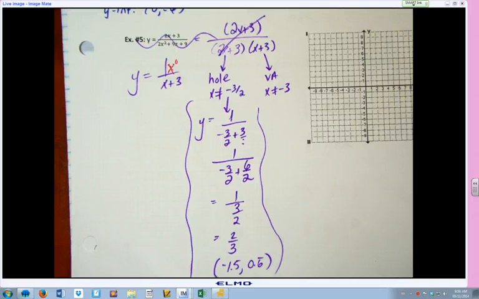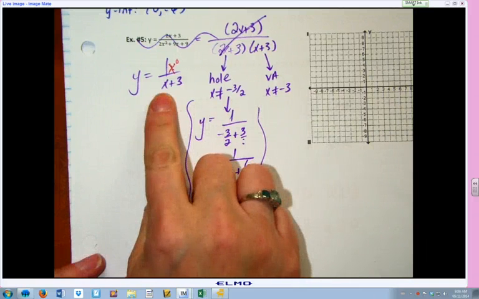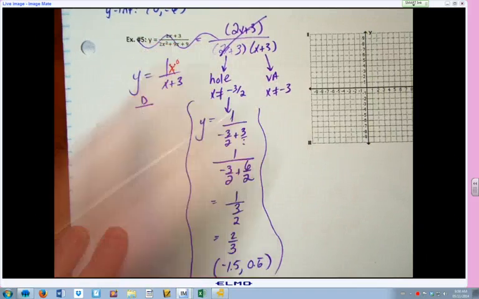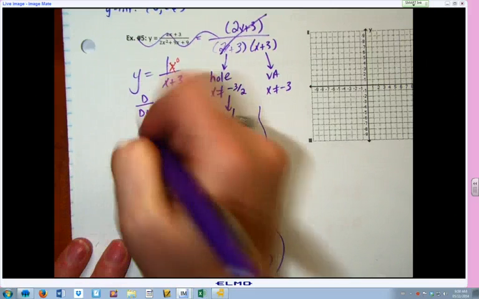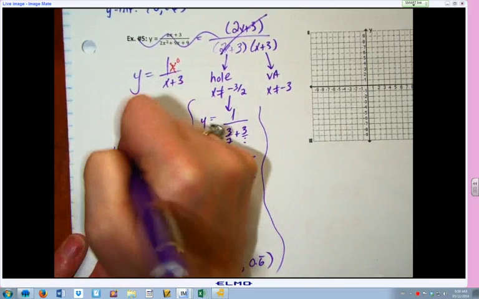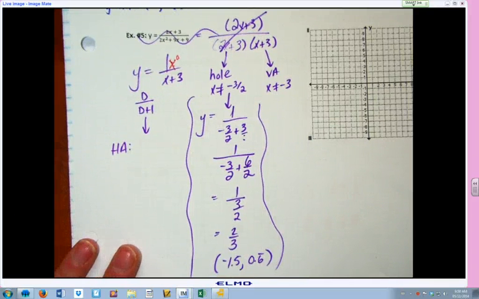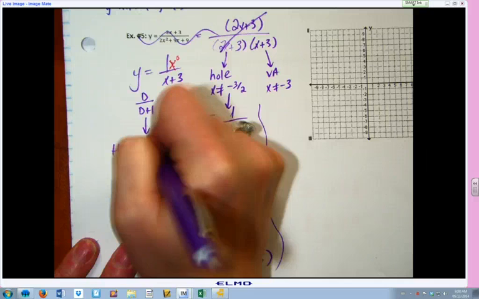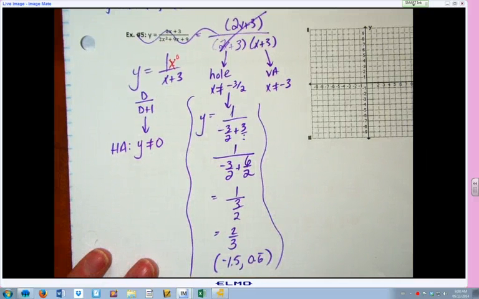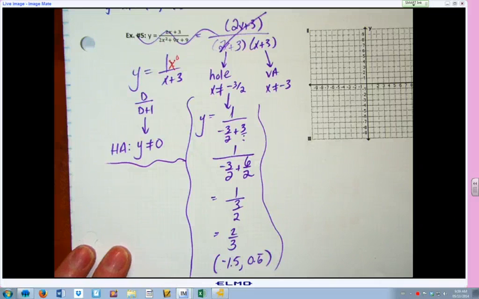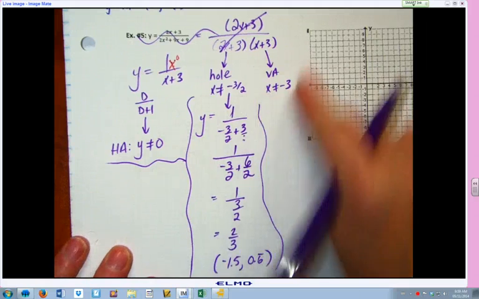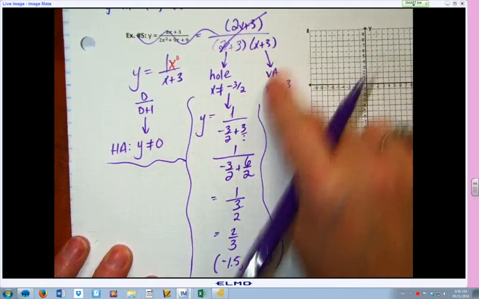So what's that degree? 0. What's the degree on the bottom? 1. So this is degree 0 over degree 1. Conclusion. Questions so far? What shape is this going to be? This tells you the shape right here. 1 vertical asymptote means it is volcano.